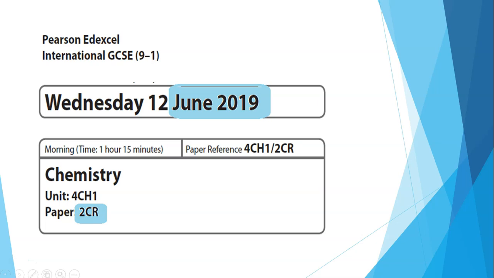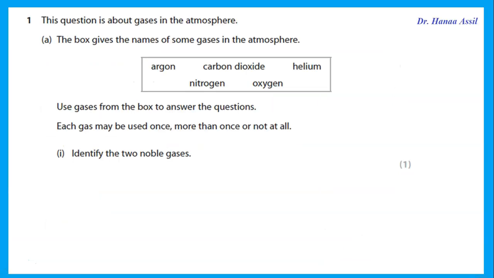So let us take a look at the questions and discuss the answers. This is the first question. This question is about gases in the atmosphere. The box gives the names of some gases in the atmosphere. Use gases from the box to answer the questions. Each gas may be used once, more than once, or not at all.